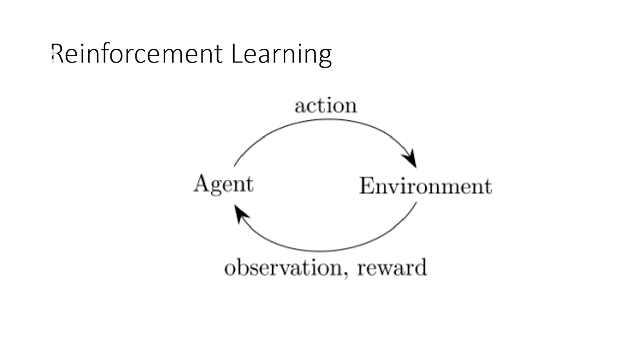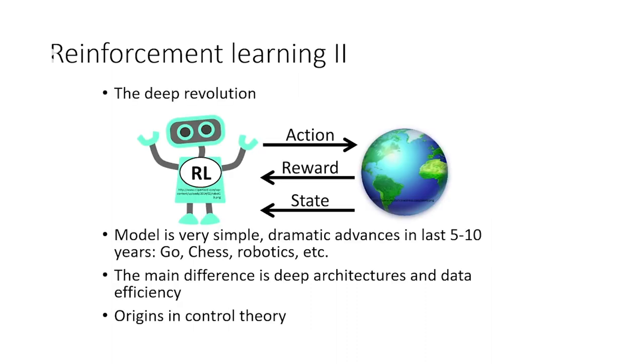So reinforcement learning, that's a different type of machine learning. Here we have an agent, we have an environment. The agent observes something about the environment, gets a reward, and does actions. The model is very simple.